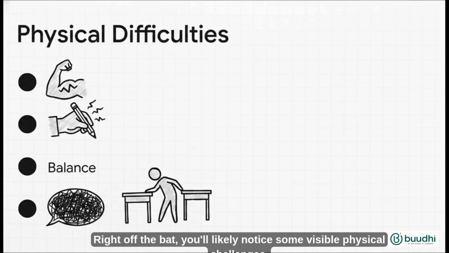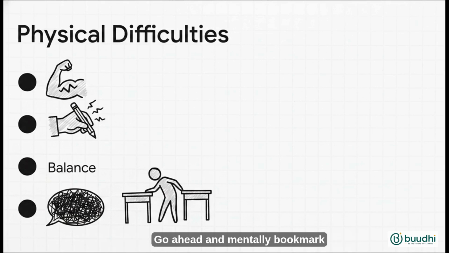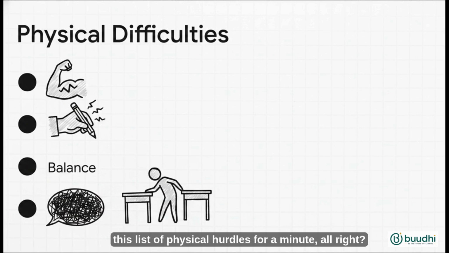Right off the bat, you'll likely notice some visible physical challenges. A student might really struggle with muscle control and coordination, or maybe they need help with fine and gross motor skills, things like holding a pencil or just navigating between desks. Balance, posture, and even speech and communication can be affected too. Go ahead and mentally bookmark this list of physical hurdles for a minute, all right? Because we are going to set up a really sharp contrast between these visible physical barriers and the invisible cognitive abilities a bit later on.